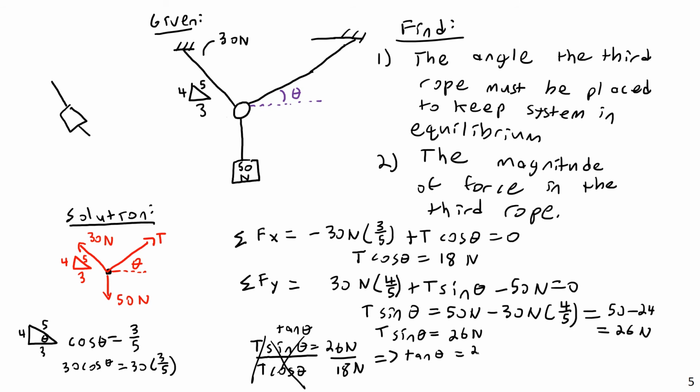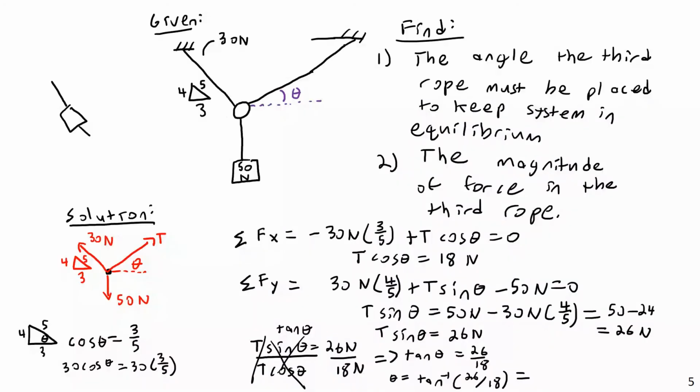26 divided by 18. And if I take the inverse tangent of 26 over 18, this will not be a nice even number like the other ones. Let's say 26 divided by 18, and that will be 55.30 degrees.